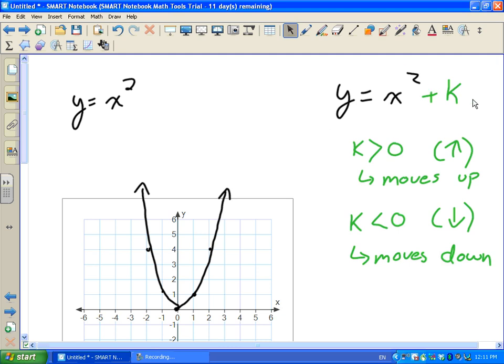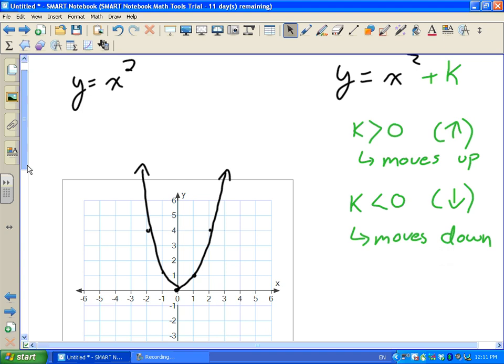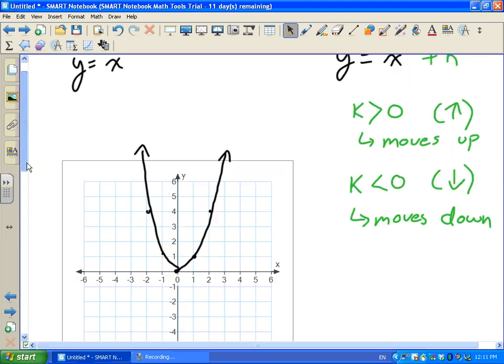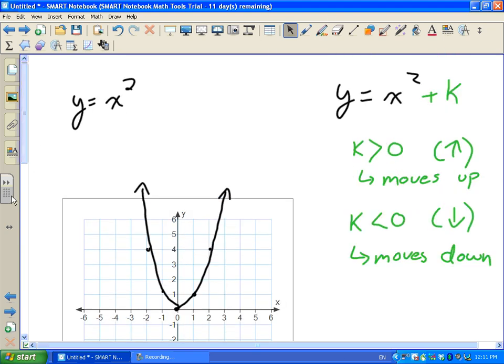We're going to be talking about the other variables, k and h. To start, we're going to talk about k. If k is a number greater than 0, our parabola is going to move upwards. If k is a number less than 0, our parabola is going to move downwards. And we're going to go through some examples of that.